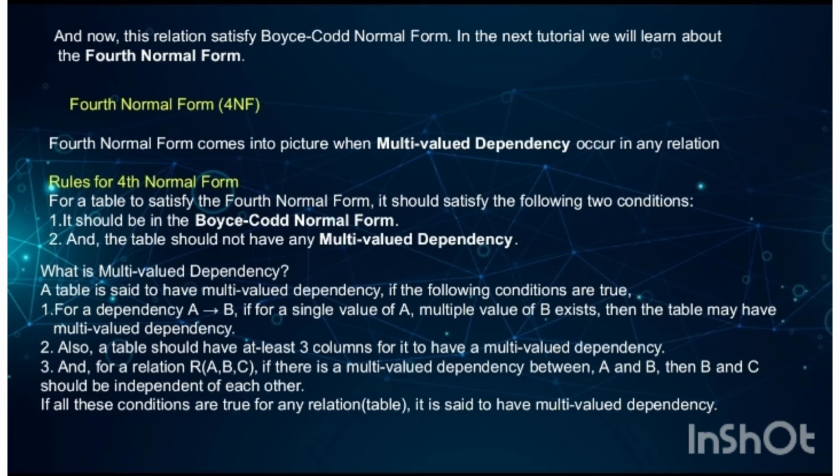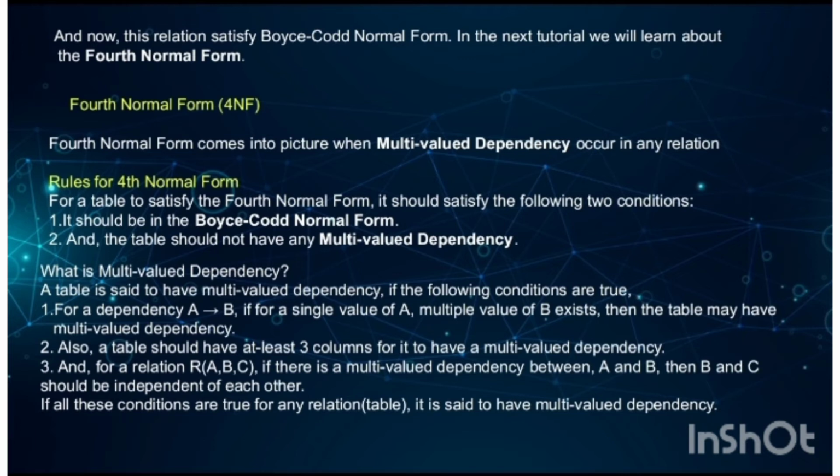Fourth normal form comes into the picture when multivalued dependency occurs in any relation. There are some rules for fourth normal form. For a table to satisfy the fourth normal form, it should satisfy the following two conditions. It should be in Boyce-Codd normal form. Second, the table should not have any multivalued dependency.